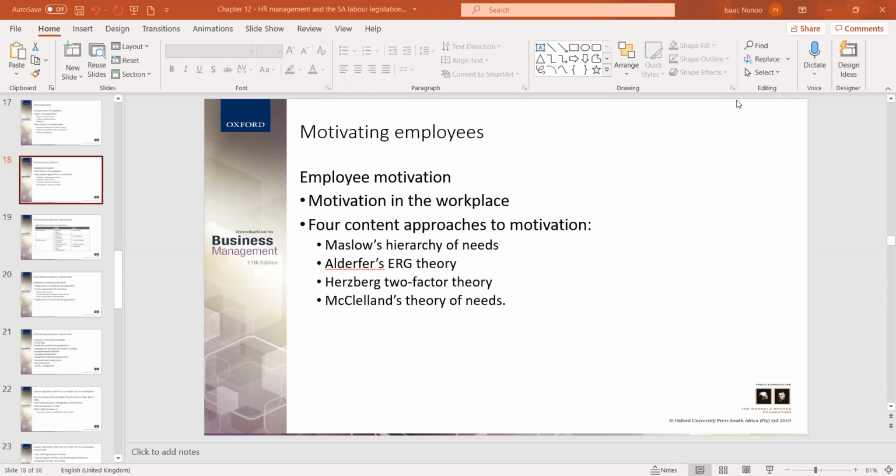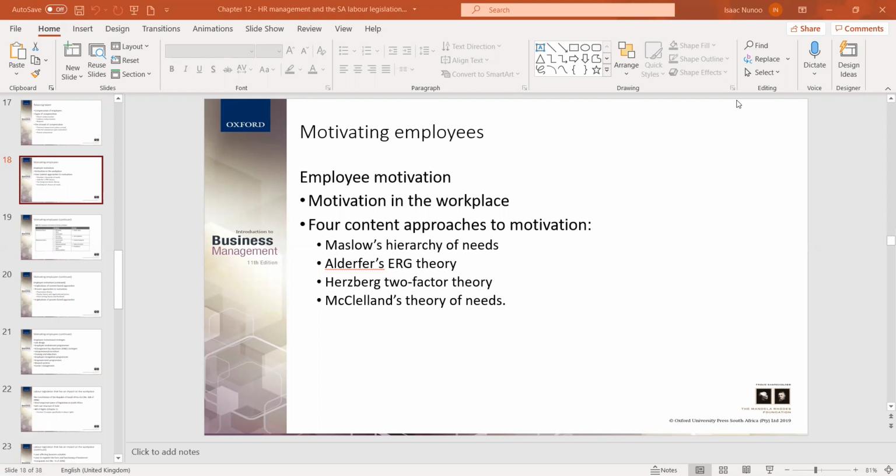How do we intend to motivate an employee? In motivating an employee at the workplace, there are three things you must consider: the desire to do the job, that is the motivation; the capability to do the job, that is the ability; and the resource to do the job, that is the work environment.